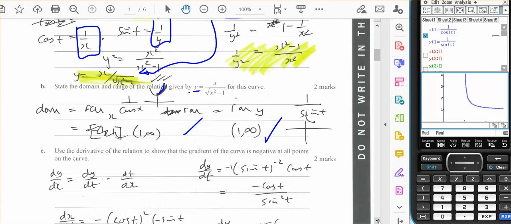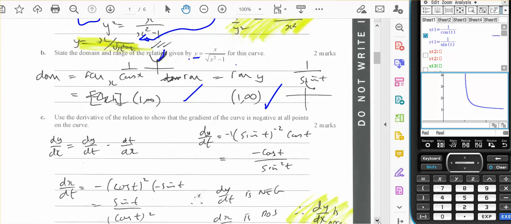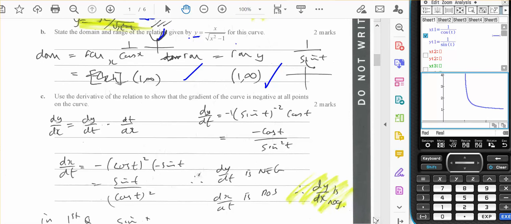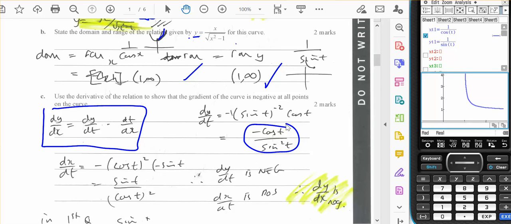Using derivatives, show that the gradient is always negative. So here is my chain of derivatives. dy/dt gives me this expression, dx/dt gives me this expression using the derivative.